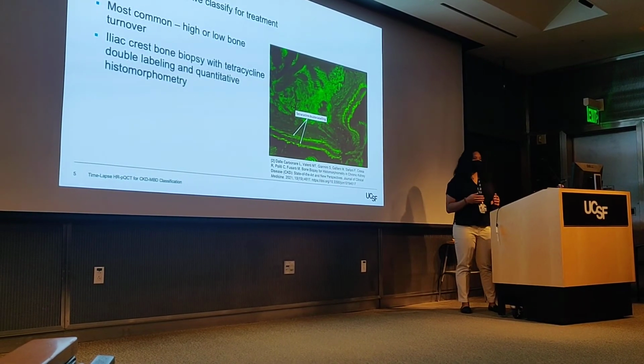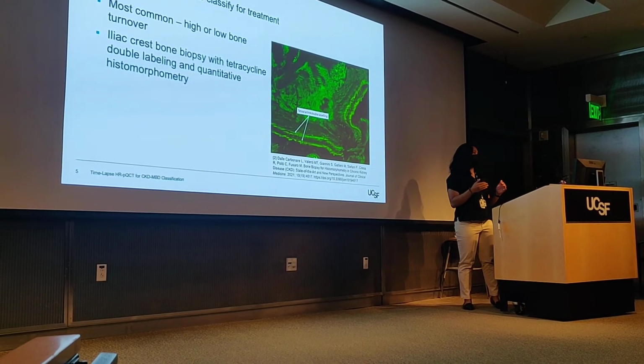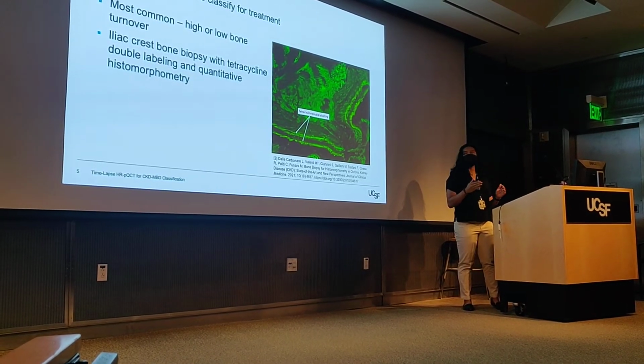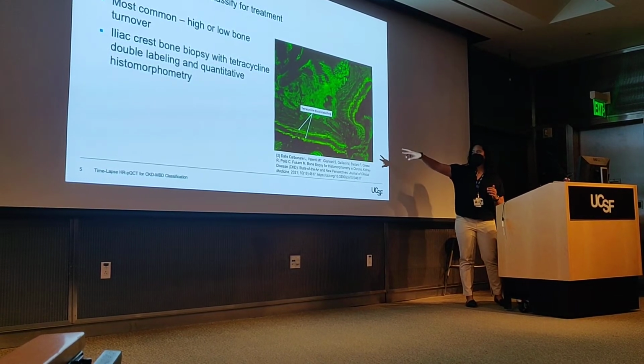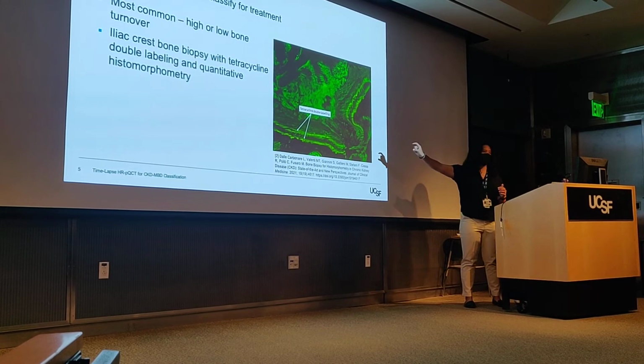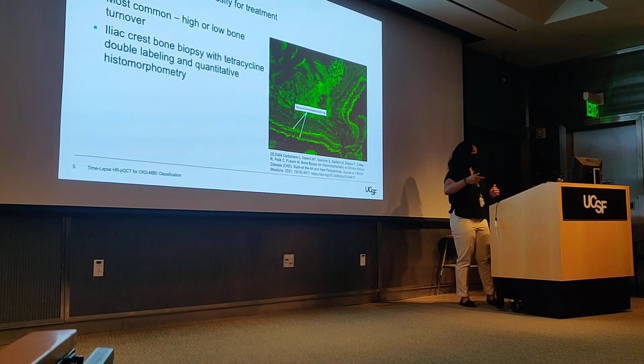All of that is to say we're administering a fluorescent compound that gets integrated into the bone at two different time points. And you can see here on the image how it's integrated into the bone. And we're measuring the distance between those two lines, and that will help us determine a rate of turnover.